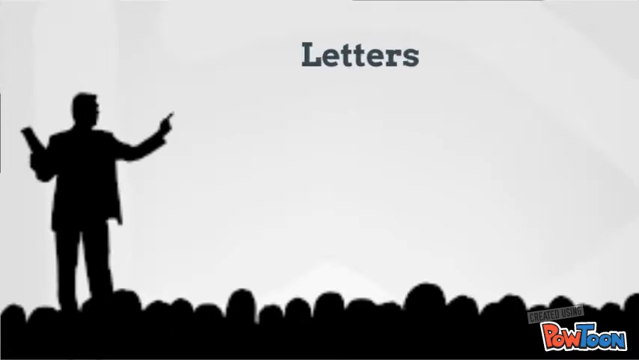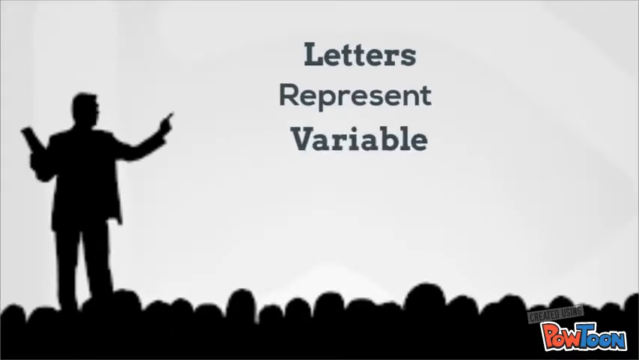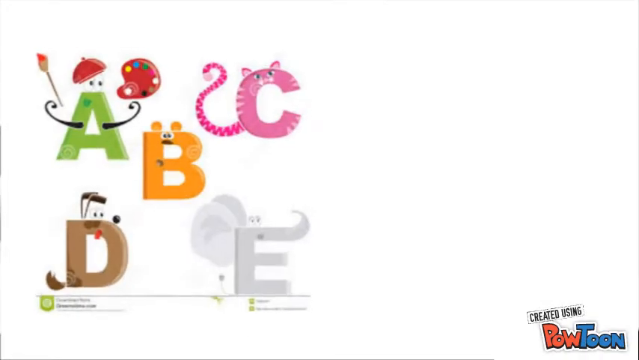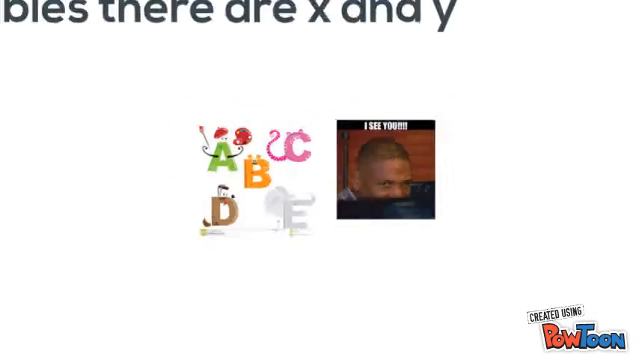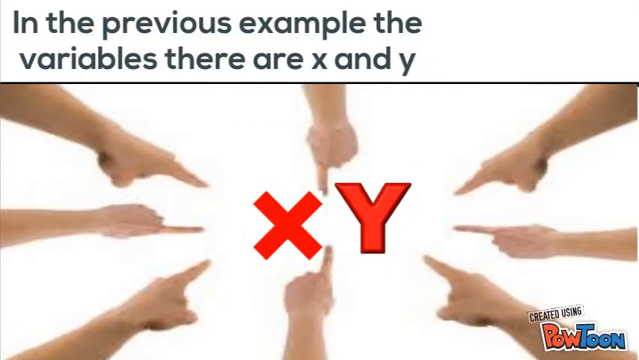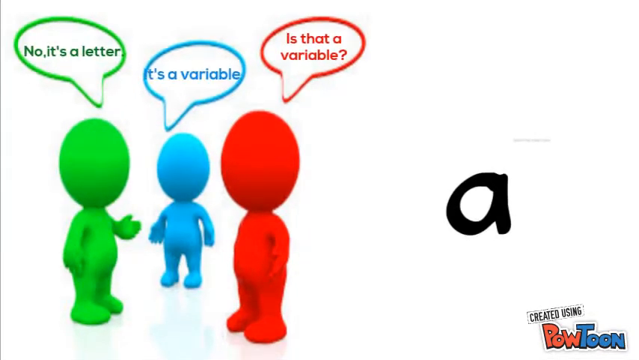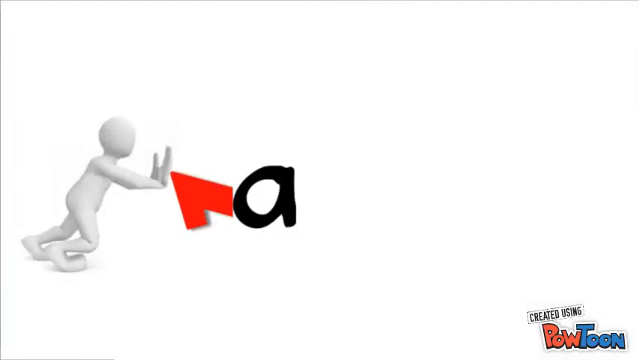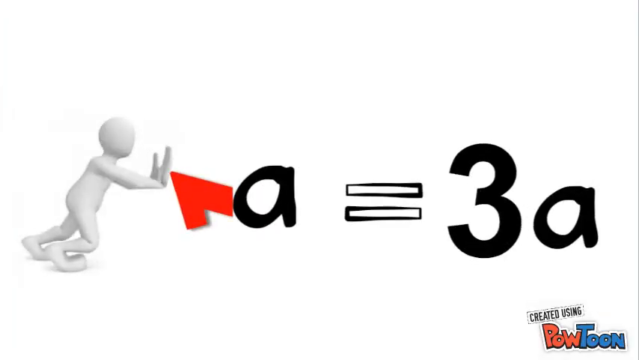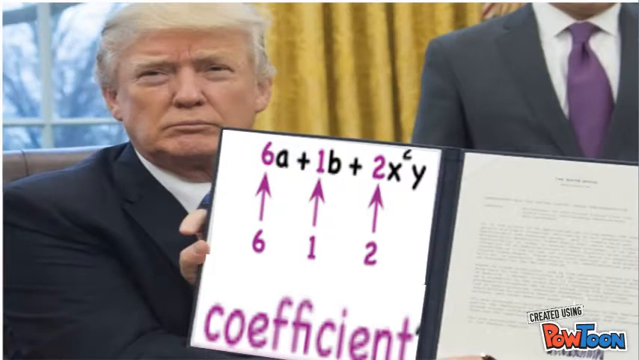In an algebraic expression, letters represent variables. These letters are actually numbers in disguise. In this expression, the variables are x and y. We call these letters variables because the numbers they represent can vary. That is, we can substitute one or more numbers for these letters in the expression. While coefficients are the number part of the terms with variables.